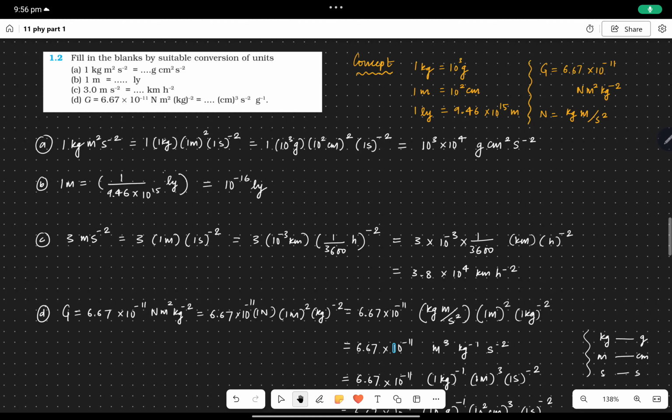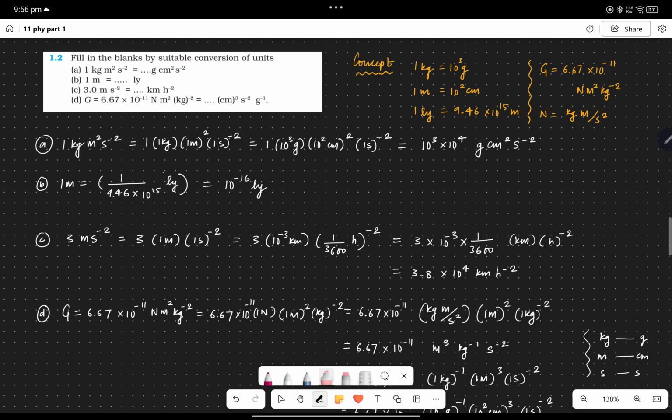So this is question number 1.2 of class 11th, unit and measurement. Let's solve the question, part A. 1 kg meter square second minus 2 is equal to gram centimeter square second minus 2. In this you have to convert it, right? So for this conversion, what you have to keep in mind?